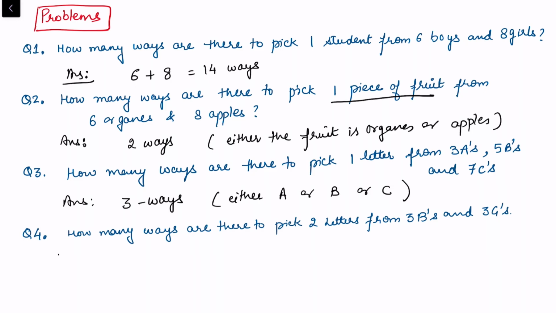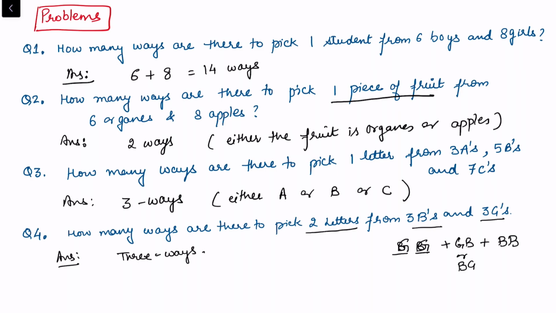In question number 4, it asks how many ways are there to pick two letters from 3 B's and 3 G's. Again, we are simply applying the addition principle, but we need to pick two letters. So let's see. Here you need to place two letters. Either both can be BB, or at one place you can have B and at another place you can have G, or at both places you can keep G. So considering these options, you will have GG, or GB, or BB. So there are three possibilities for picking two letters from 3 B's and 3 G's.